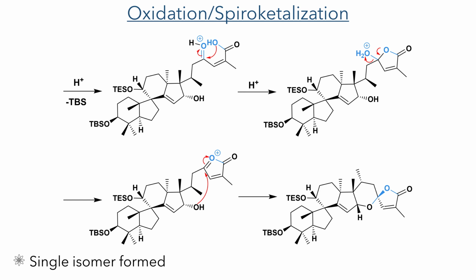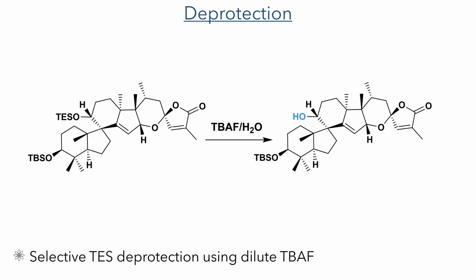Overall, this sequence has formed the highly unique structure of the 5- and 6-membered rings joined by a spiroketal, all of which was accomplished in a highly selective manner to generate a single isomer. With all of the ring construction now complete, the authors turned their attention towards installing the correct oxygen groups on the rings. The TES group was deprotected using dilute TBAF. This was carried out selectively and did not deprotect the TBS group.